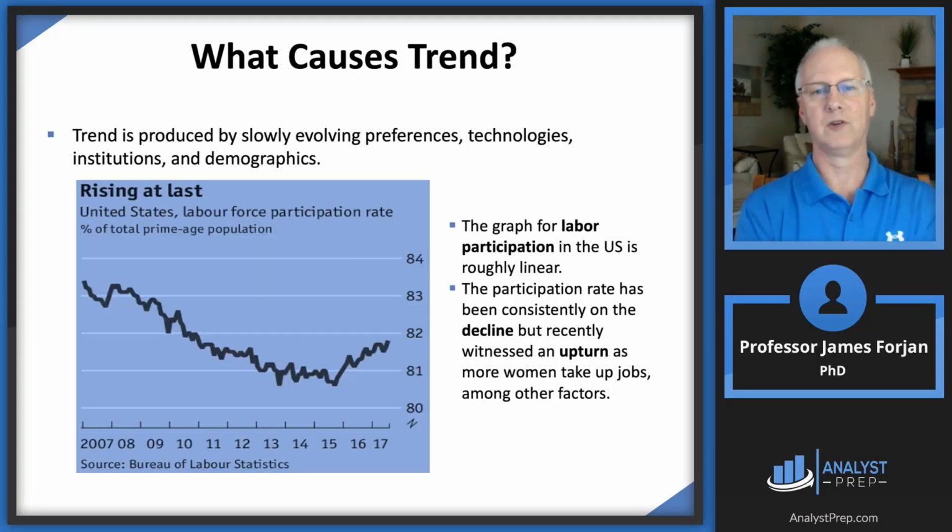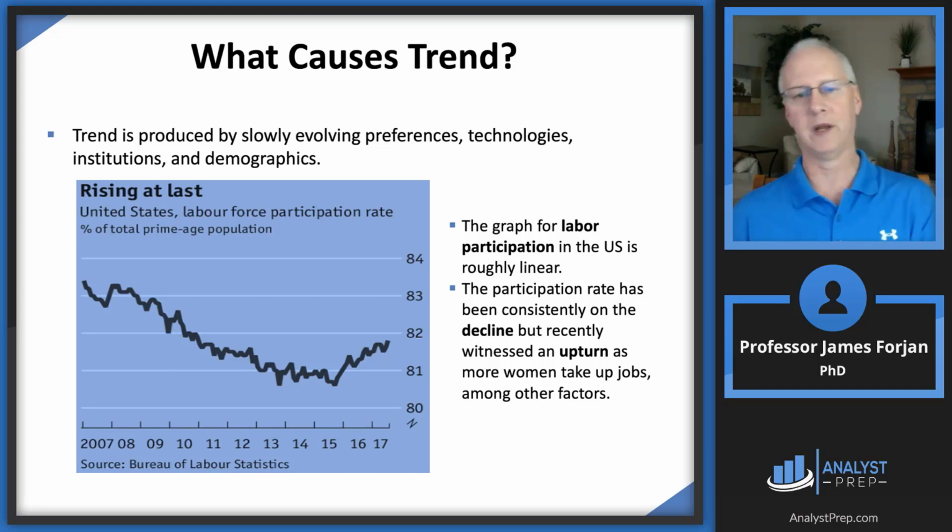Now, the causes of the trend include things like evolving preferences, technologies, institutions, and demographics. Here's a nice little picture of the labor participation rate in the United States over the last, about 10 years. Note that it had steadily been declining all the way up until probably 2015, and then it has been steadily increasing. So what can we say about this trend? Clearly it was a downward trend that appears to have been reversed.